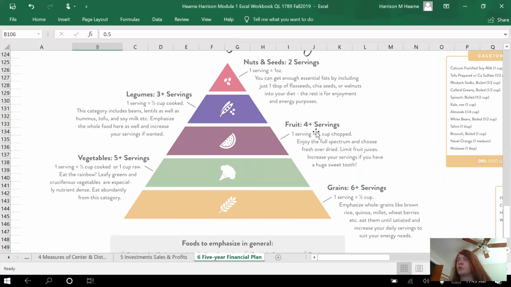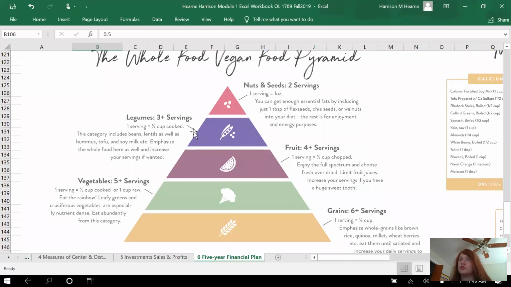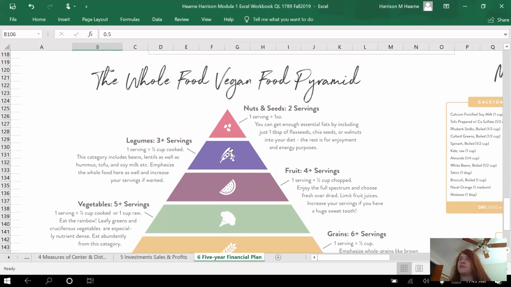Fruit, we want about 4 servings of that per day. Legumes, about 3 servings of that. This category is including beans and lentils, that was what I was trying to remember earlier, and hummus and tofu and soy milk. There's a bunch of things that fit into legumes, and a lot of protein comes from this.